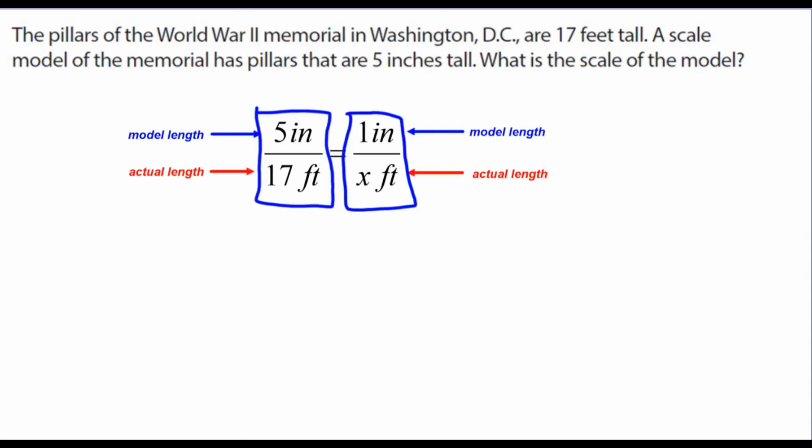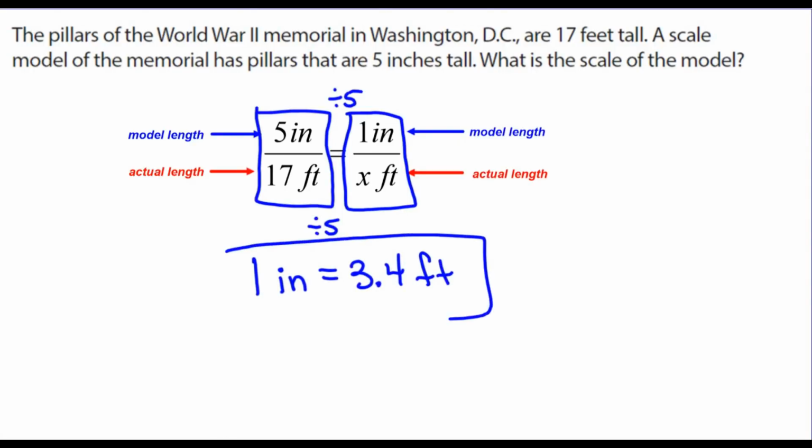So we would solve this just like we would solve a proportion, but they're much easier to do because we've always got 1 unit in the numerator. So 5 divided by 5 is going to give us 1. So 17 divided by 5 is going to tell me what 1 inch represents. When you take 17 divided by 5, you get 3.4. So the scale of our model would be 1 inch equals 3.4 feet. So every inch on the model is equivalent to 3.4 feet on the actual object.